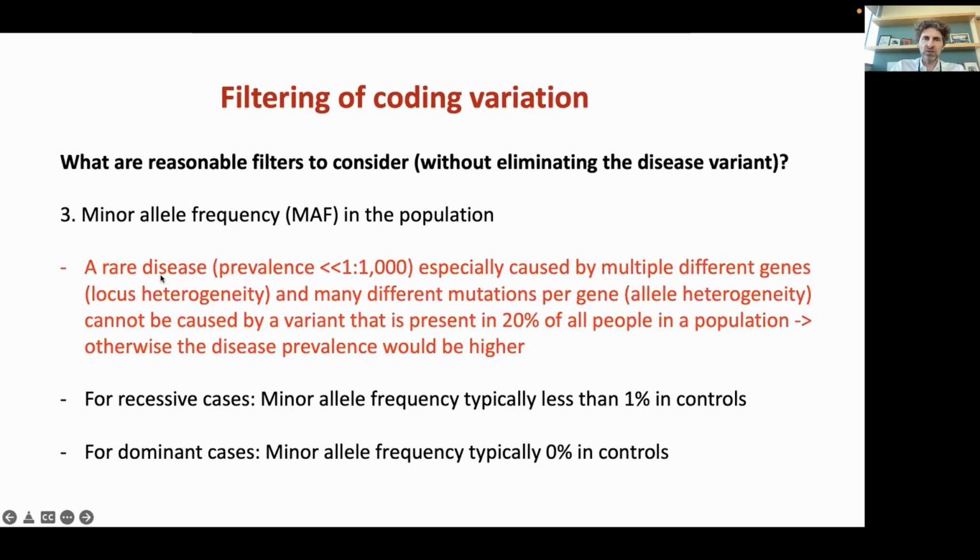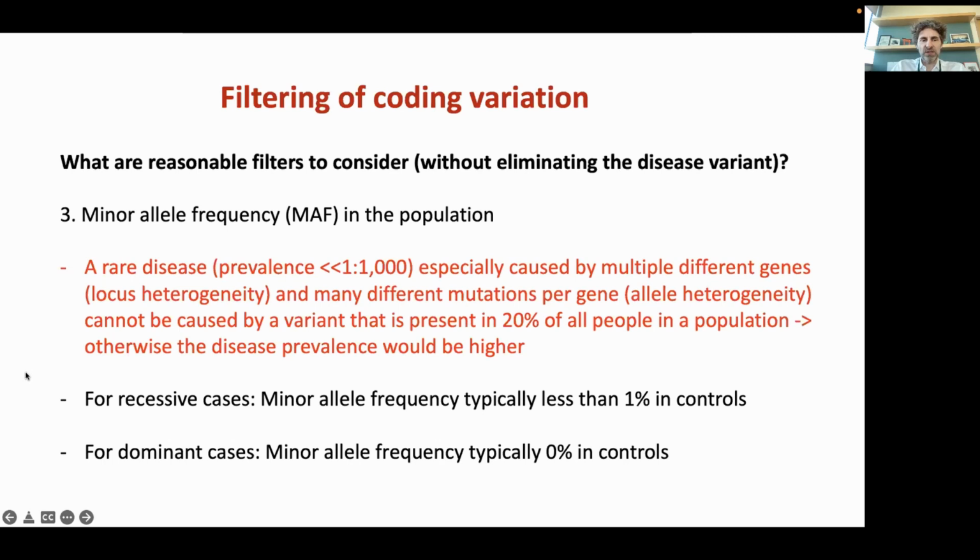We are talking here in ataxias, of course, about rare diseases with a low prevalence in the population. So we should really only consider variants as potentially pathogenic that are also quite rare in the population, right? If a variant is common in the population, like say 20% of people, then ataxia should be more common, right? So we really look for quite rare variants.